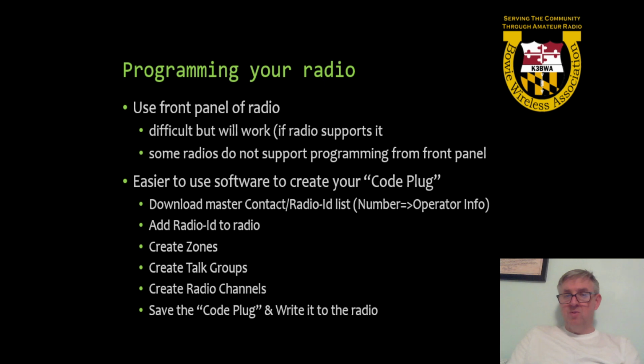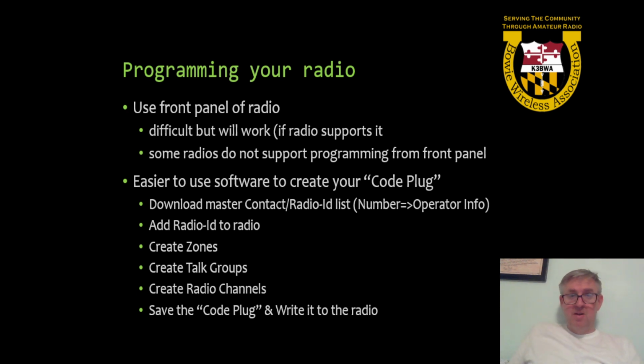You'll want to program your radio ID. That's just what you get from radioid.net. That allows you to put the radio ID that corresponds to this radio being yourself. You want to use your radio ID and not someone else's. So you'll set that in there. You want to create your zones, your talk groups, and your channels. And then finally, you'll want to save the code plug because you don't want all that hard work to be repeated, and then you want to write that to your radio.